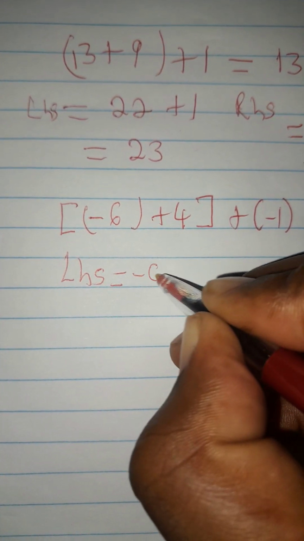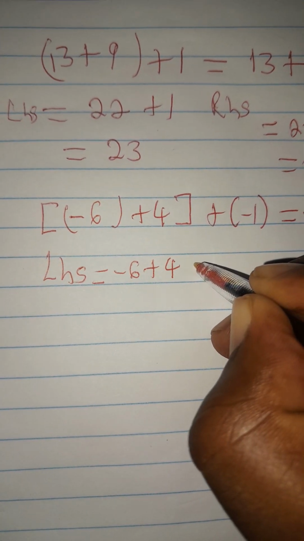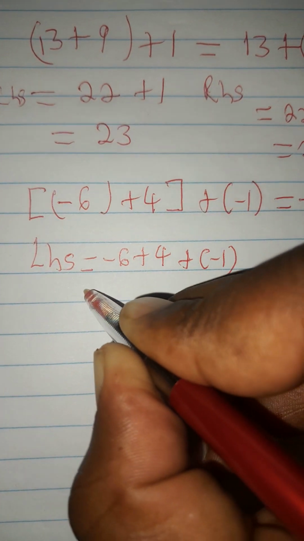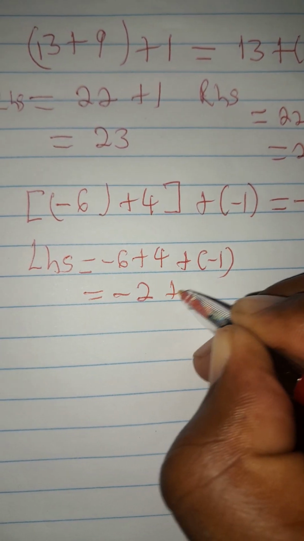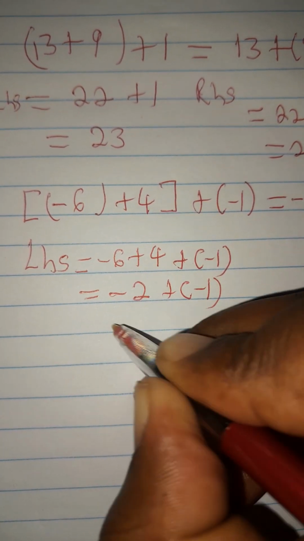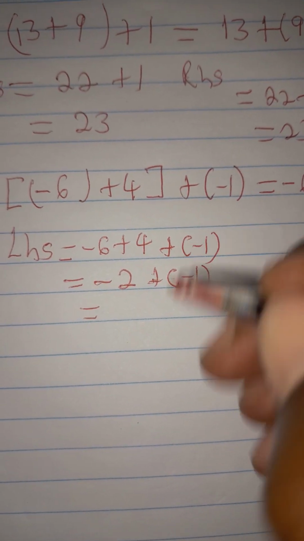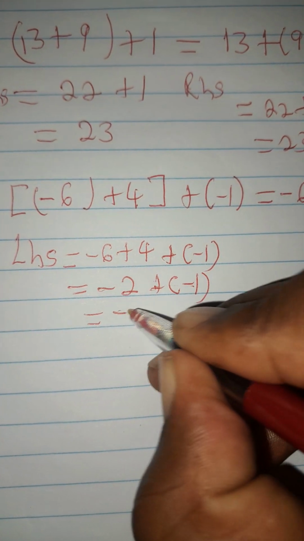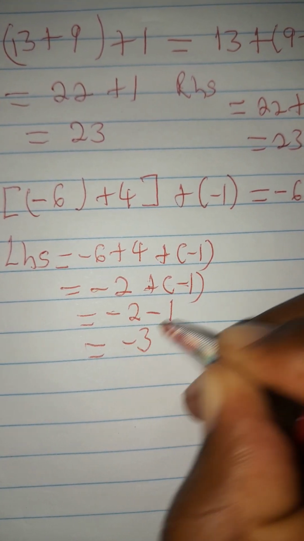This will be -6 plus 4 plus -1. What will happen? Let's see. -6 plus 4 is the same as -2 plus -1. So what is positive and negative? Remember in our previous video, I taught you about the signs, positive and negative. That's going to be negative. So you're going to be left with -2 minus 1. What is that? That's going to be -3.